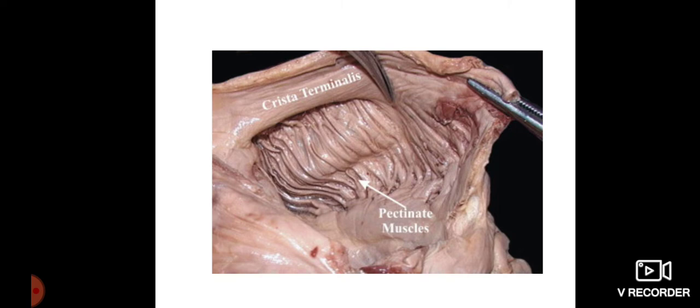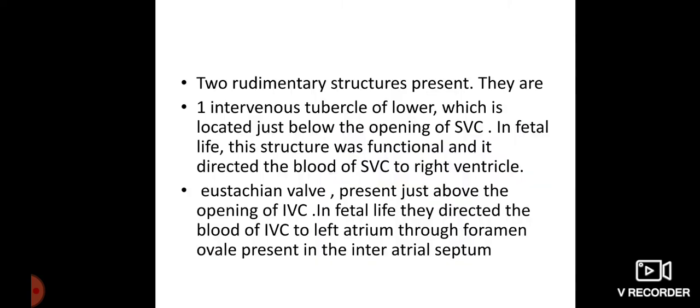Apart from the musculi pectinati, the interior of the adult right atrium consists of two rudimentary structures. These rudimentary structures are the intervenous tubercle of Lower, located at the lower end of the superior vena cava, and the eustachian valve, present at the upper end of the inferior vena cava. These two rudimentary structures do not have any function in the adult heart. They are rudimentary, but they were functional in fetal life.